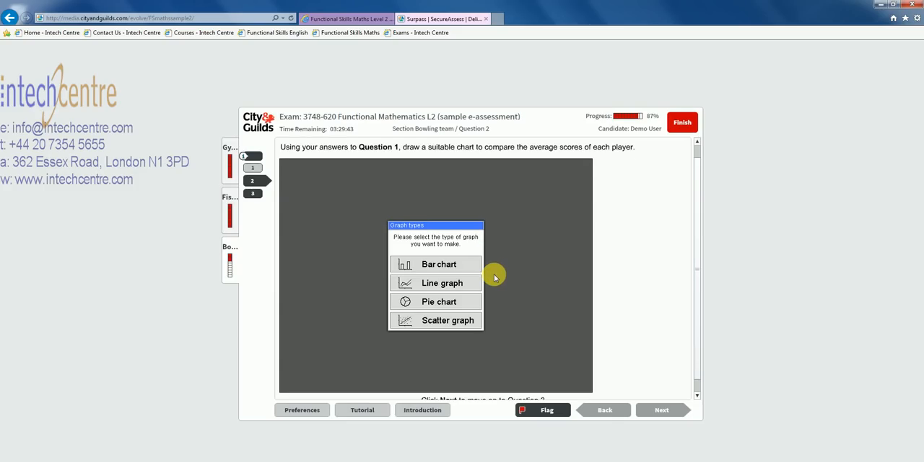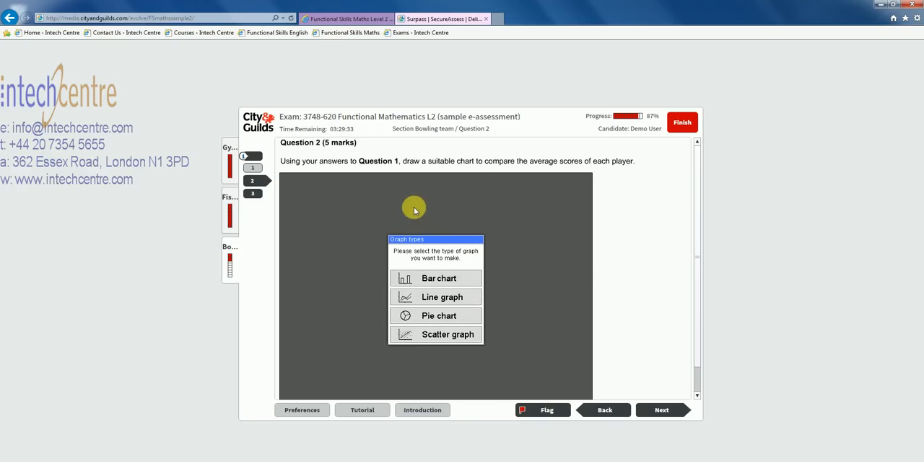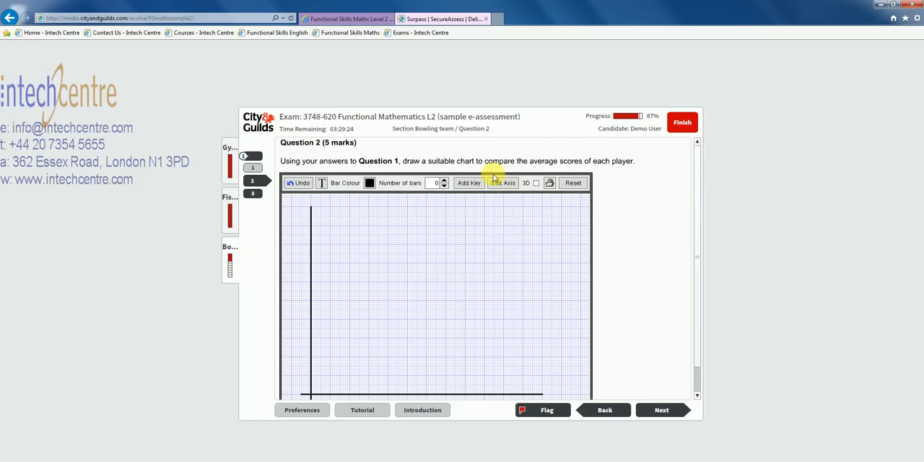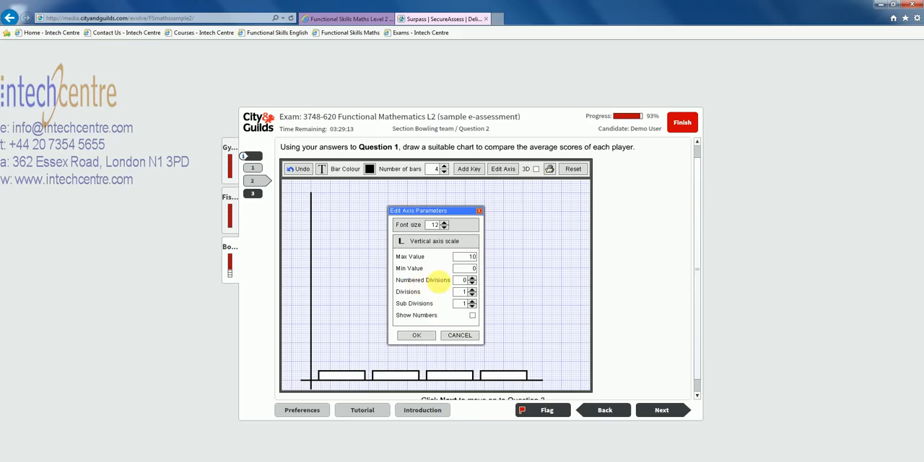So it says, using answers to question 1, draw a suitable chart to compare the average scores of each player. So remember to write down the scores of the average in the previous task. So to draw a suitable chart, in comparing data, it's always good to do a bar chart. So to compare the average scores of each player, that means there are 4 players. So we have 1, 2, 3, 4 bars, and now I need to pick an axis. So the maximum value and then the minimum value.